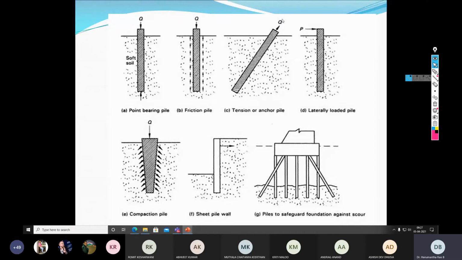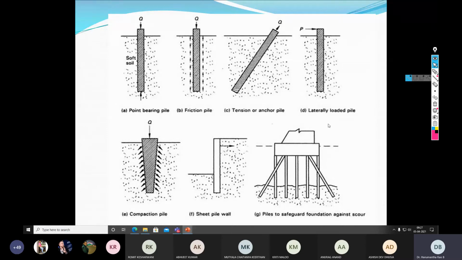Then wherever there is an inclined load or horizontal load, depending upon the inclination of the load, may be inclined or may be horizontal, then a pile called a tension or anchor pile. The first one is point bearing pile, friction pile, tension or anchor pile, laterally loaded pile, compaction pile, seat pile, and pile to safeguard foundation against. So in all these circumstances pile foundation is necessary, or depending upon the kind of load the pile foundation is going to be subjected to, it can be classified as any one of these piles.